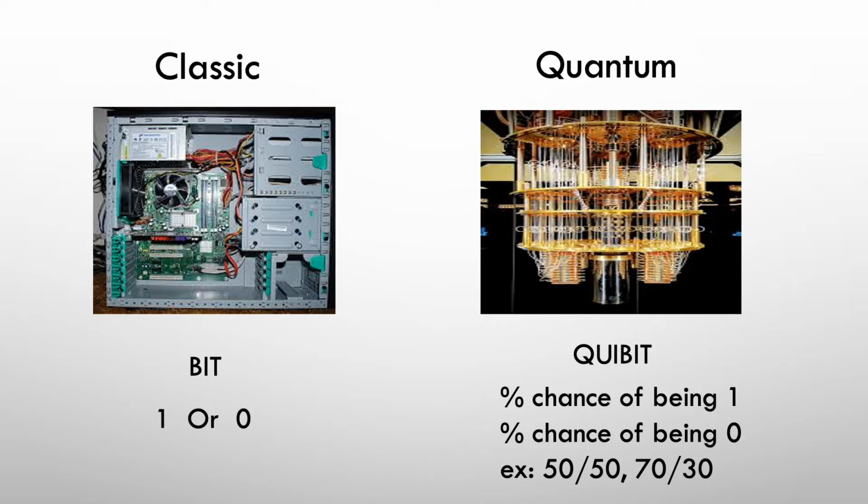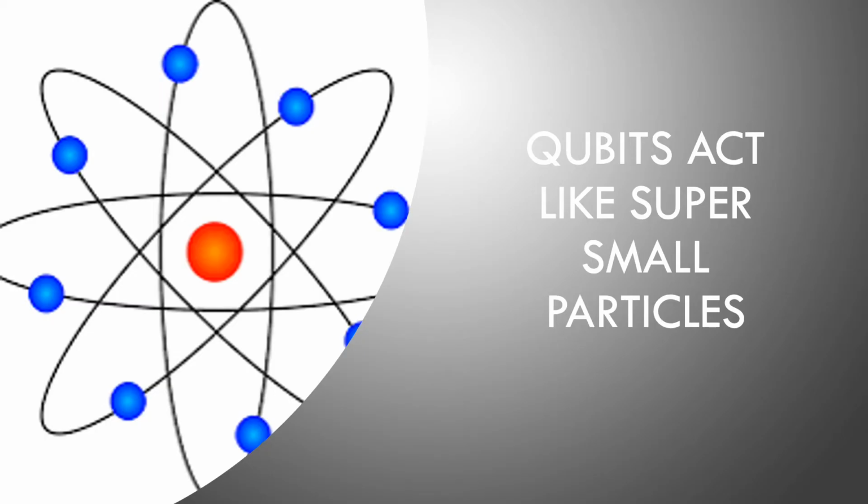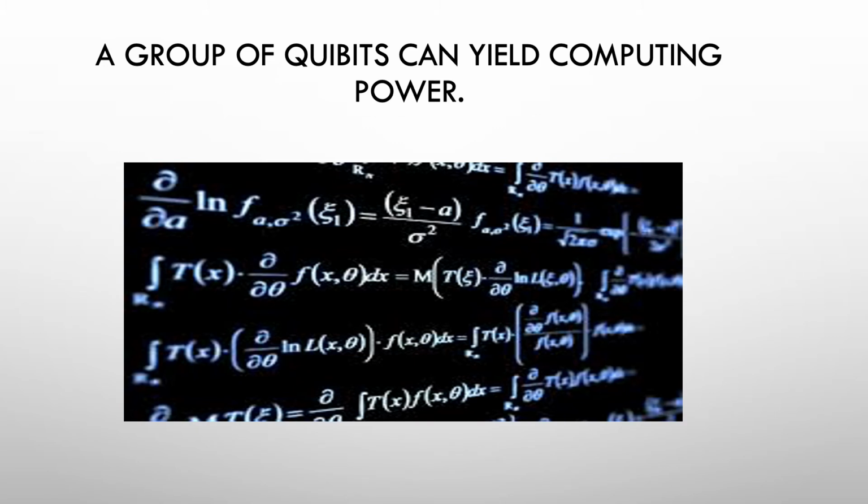The reason qubits behave this way is because they mimic the behavior of subatomic particles. For example, a proton or electron, because they're so small, according to quantum physics, can be in multiple places at the same time. So this is how the qubit can have a percent chance of being 1 or a percent chance of being 0. By manipulating multiple qubits, a quantum computer can be made.